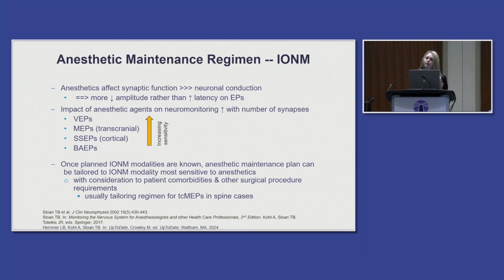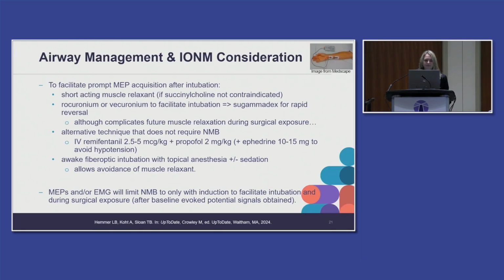Once the planned neuromonitoring modalities are known for the case, if you tailor your anesthetic maintenance regimen for the modality that's most sensitive to our anesthetics, in general, that will work out for the other modalities also, with consideration for patient comorbidities and any other surgical requirements. So usually we're tailoring our anesthetic regimen for transcranial motor evoked potentials for spine surgery.